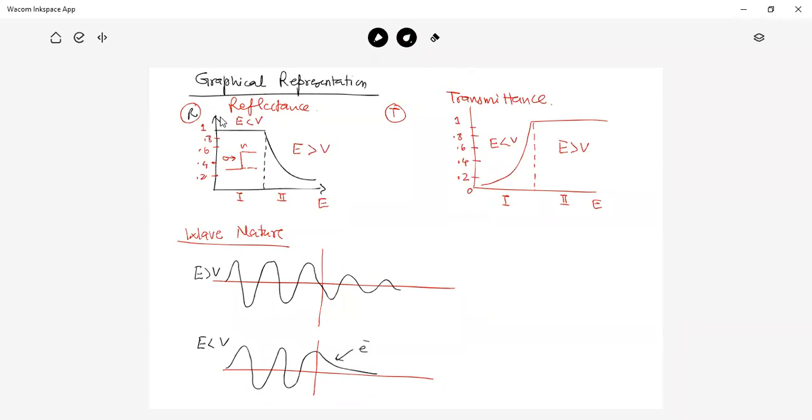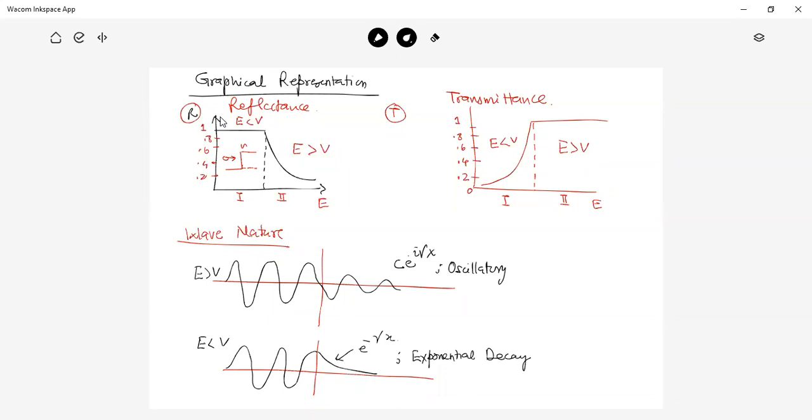This is e raised to the power minus gamma x, so it is an exponential decay. And here it is C e raised to the power i gamma x. So this is oscillatory. The nature is oscillatory.